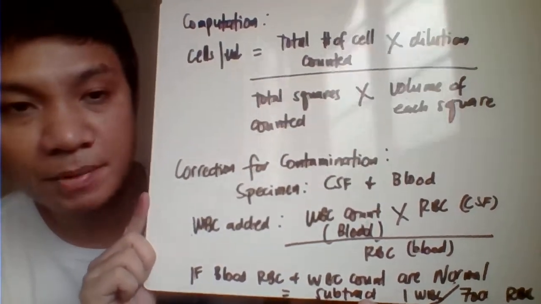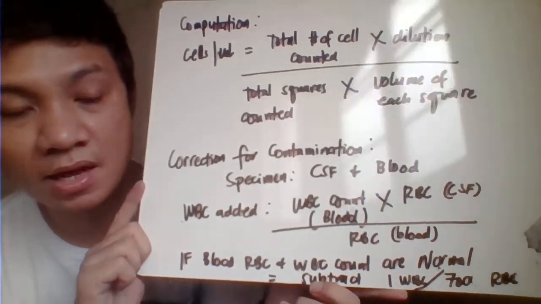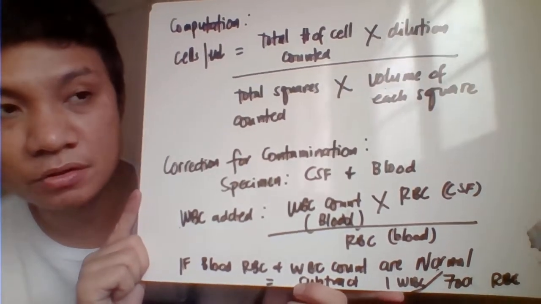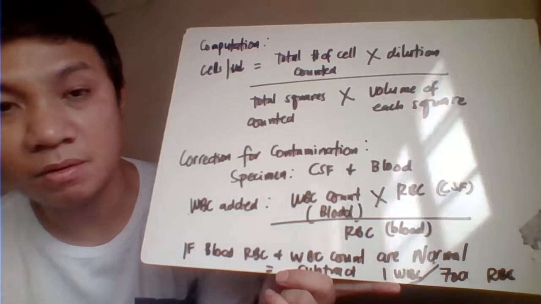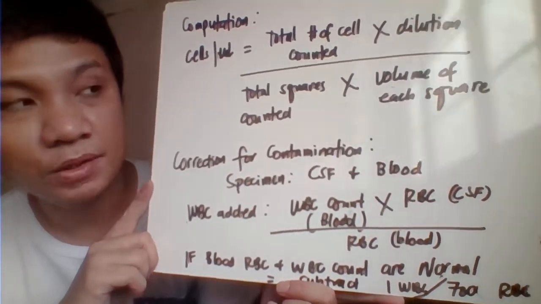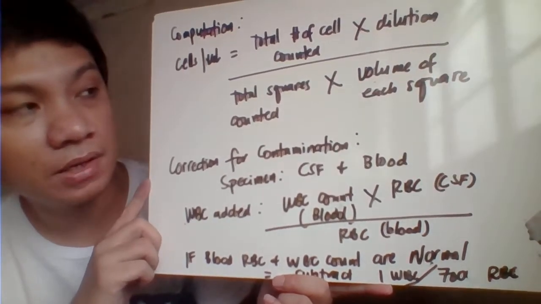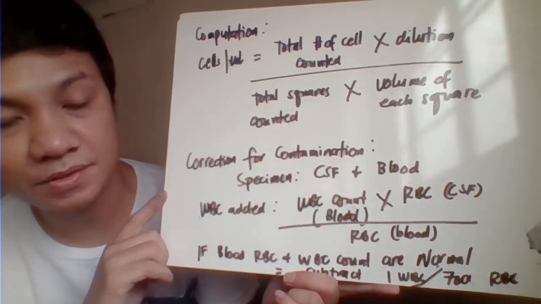Okay, then we have here the formula for your WBC count. We are still using the usual formula in our hematology. The cell count equals the total number of WBC counted in your 4 corner squares plus your central square, multiplied by your dilution factor. Then we have the total squares counted, so you have 5 for that, multiplied by the volume of each of the squares.